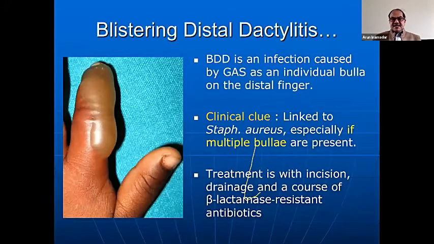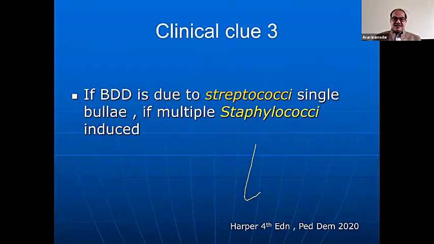And then comes the blistering distal dactylitis, very rare, but we have seen it often. It is an infection caused by group A streptococci as an individual bulla on the distal finger. The clinical clue is that if it is linked to Staphylococcus aureus, especially if multiple bulla are present; usually it presents as single. If you find multiple, then it has to be caused by Staph aureus. Treatment is with incision, drainage, and a course of beta-lactamase resistant antibiotics. So if the blistering dactylitis is due to streptococci, there will be single bullae, and if multiple, then it has to be staphylococcal induced, simply because the treatment also varies.